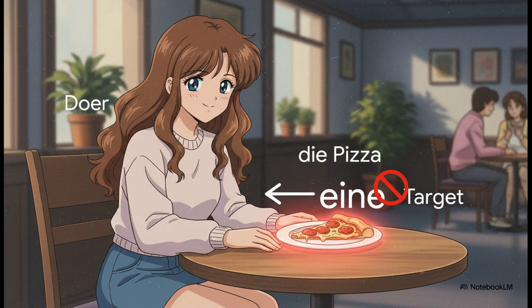But what if you order something that isn't masculine? Like, she eats a pizza. The word for pizza is die Pizza. It's feminine. Now, it's definitely the target of the verb eats, but since it's feminine, does the article change? Nope. It stays eine Pizza. And this just proves the rule perfectly. The feminine and neuter articles, they don't care about being the target.